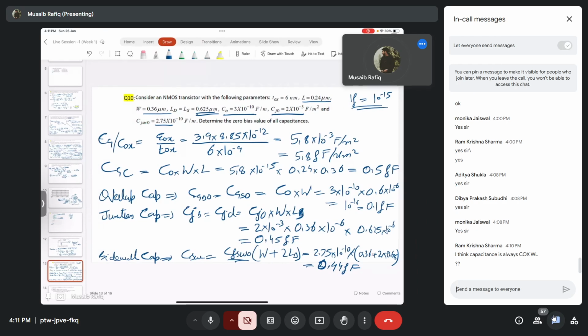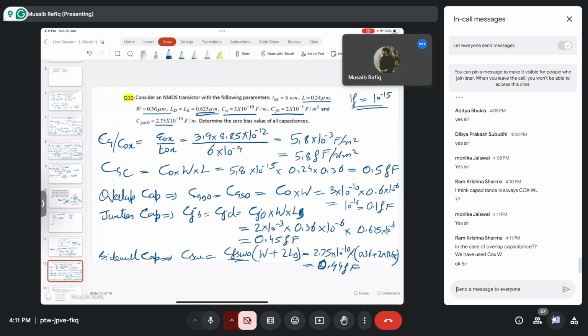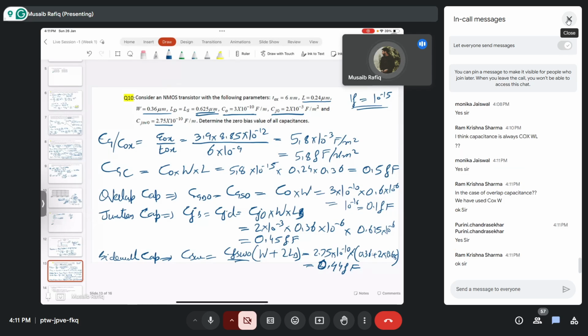Is it clear? I think the gate capacitance is always Cox W L, then there are the overlap capacitance, the junction capacitance and the sidewall capacitance. If you have any doubt, you can check Rabaey chapter 3. You can find this in Rabaey chapter 3, or you can always refer to your notes. I think it's also in the notes, right? I hope it's clear, right?